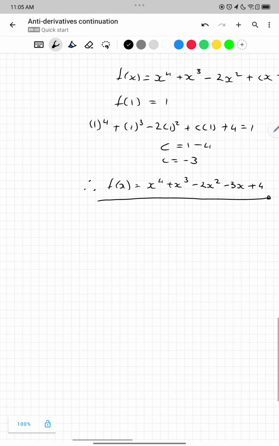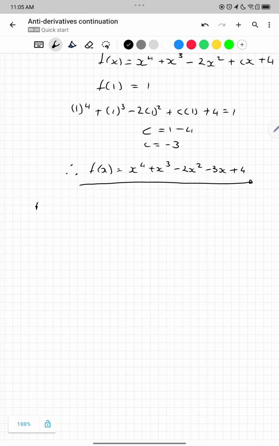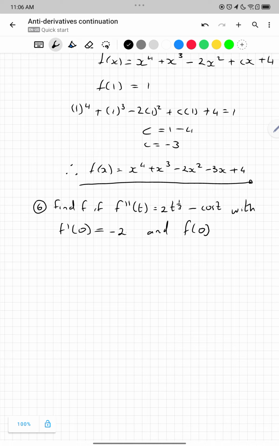And question 6 says the following. Question 6 is: find f if f prime prime of t is equal to 2t to the 1 over 3 minus cos t, with f prime of 0, I meant to say, equal to negative 2, and f of 0 is 1. F of 0 is equal to 1.